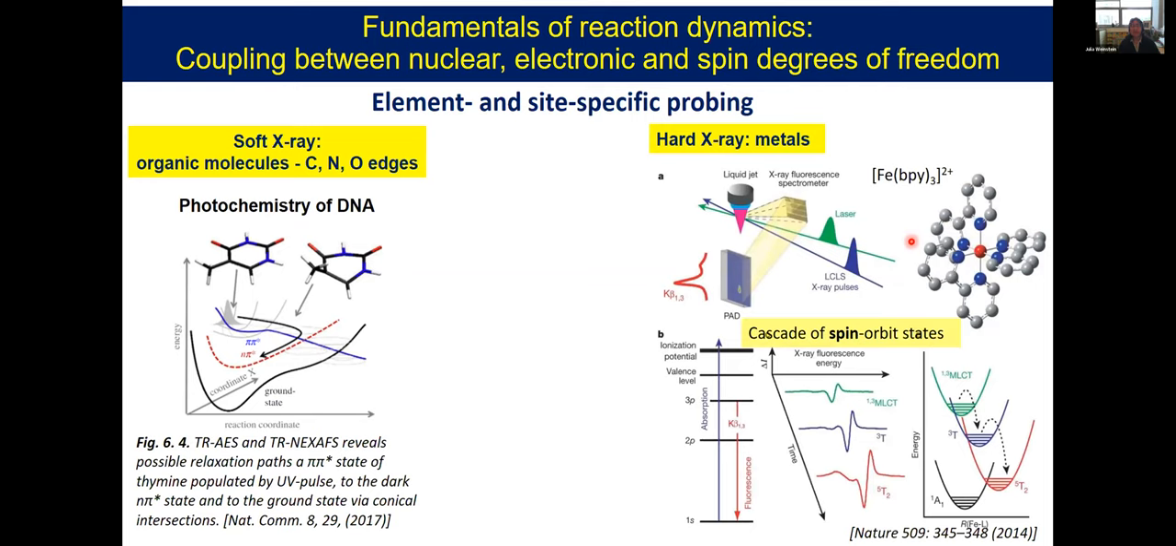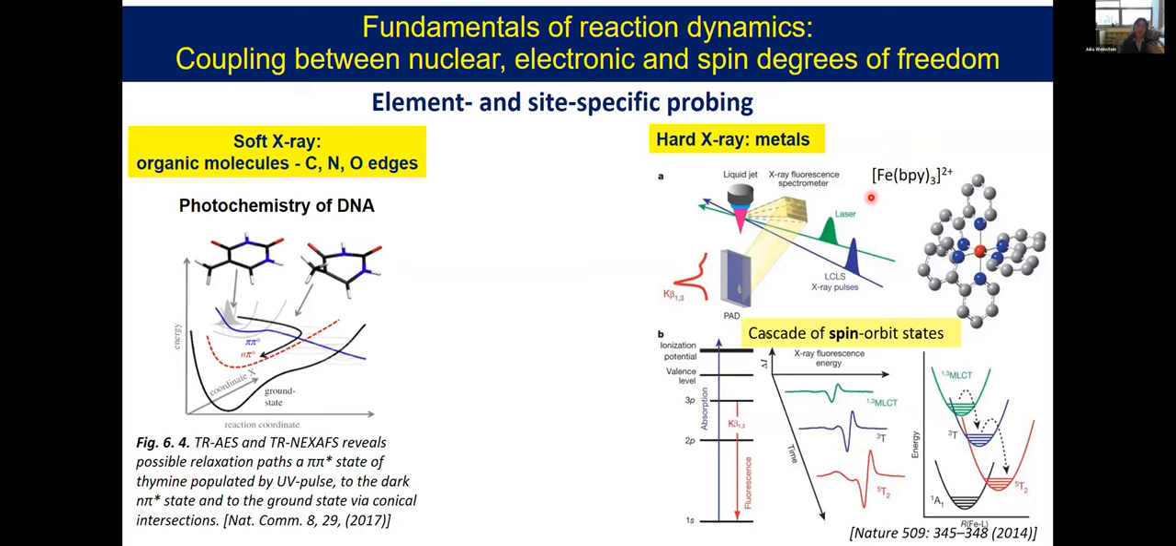Iron tris-bipyridyl was investigated because there is a search for cheaper catalysts and cheaper photosensitizers. A prototypical photosensitizer, tris-ruthenium bipyridyl, is very well studied and very useful, but unfortunately a little expensive. So there is a search for replacing expensive rare metals with inexpensive and available ones. That's the driving force from the application side to study iron tris-bipyridyl using hard X-rays.